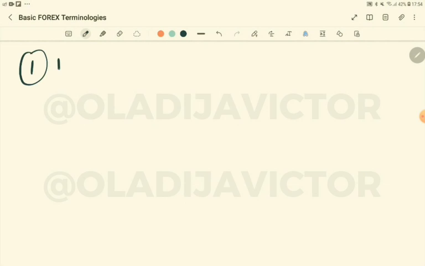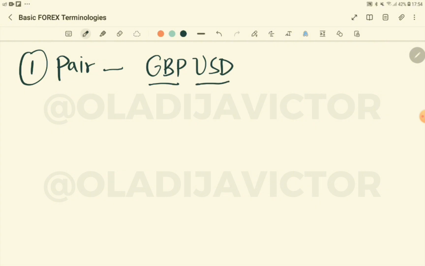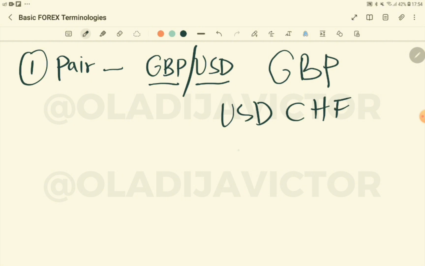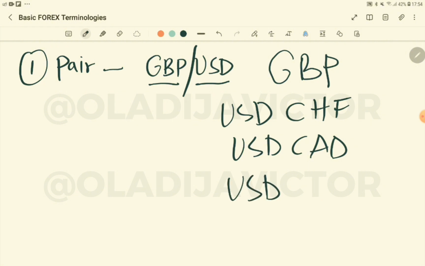Number one, currency pair. Every currency is in pairs. For example, GBP USD. This is Great British Pound. This is United States dollar. You will never see any trade that is just one particular currency. You can't come to your chart and see GBP and say trade. No, it has to be paired with something. USD has to be paired with something else. CHF has to be paired with something else. CAD has to be paired with something else. JPY, US dollar, Canadian dollar, US dollar, Swiss franc, US dollar, Japanese yen. Every single currency comes in pairs.